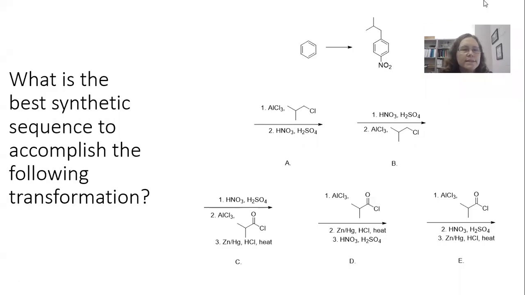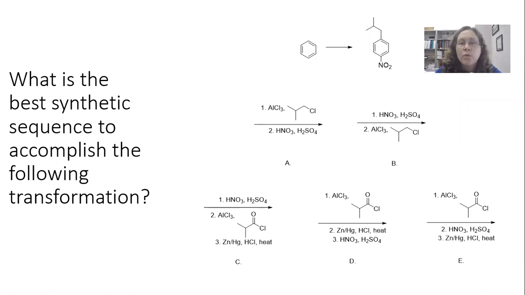This question asks, what is the best synthetic sequence to accomplish the following transformation? If we take a look at our sequence, we start with benzene and we end up with a di-substituted benzene. Based on the substituents, we have a nitro group, so we know nitration is involved at some point. And we also have an alkyl group, so we're either going to need alkylation or acylation in order to add that substituent.